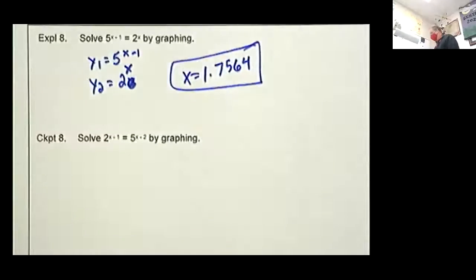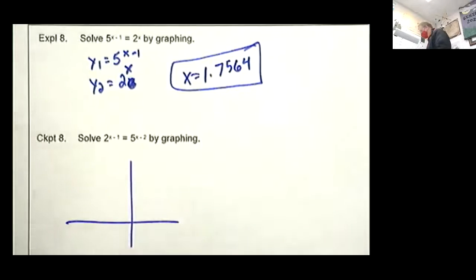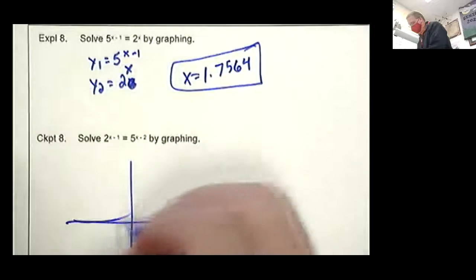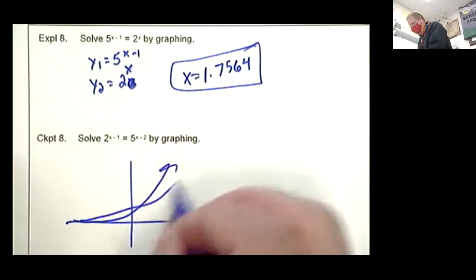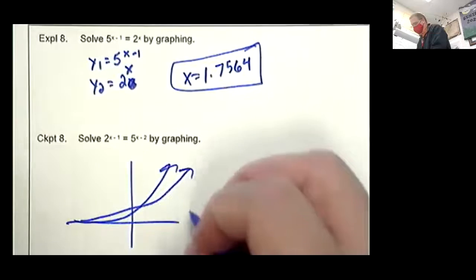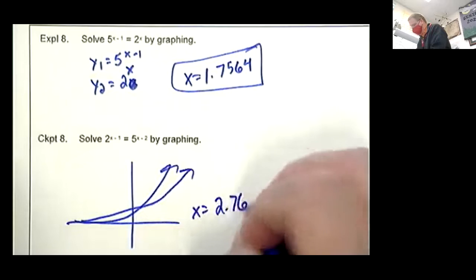Checkpoint 8, go ahead and pause the video and try that as well. Again, when you graph this, you should get 2 kind of exponential graphs that one's going to cross the other. When you check that, you get 2.76.